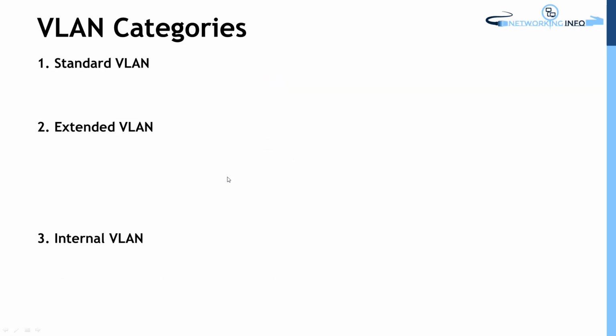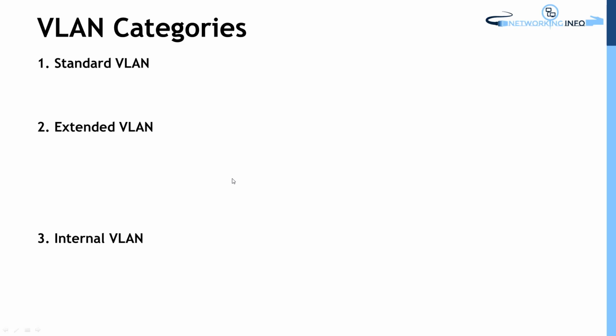In this slide we will talk about VLAN categories. So we have three categories of VLAN based on the numbers. So you can categorize VLANs into three categories. First is standard VLAN, second is extended VLAN, and third is internal VLAN.